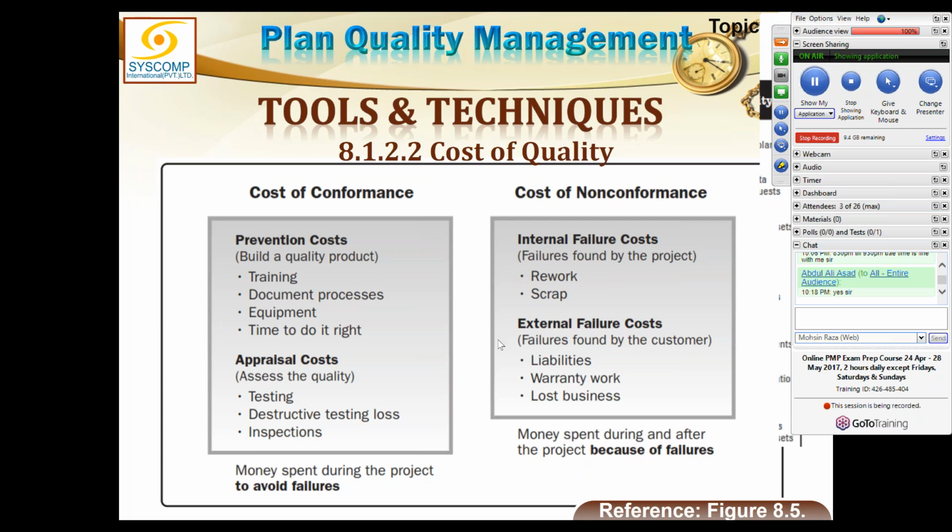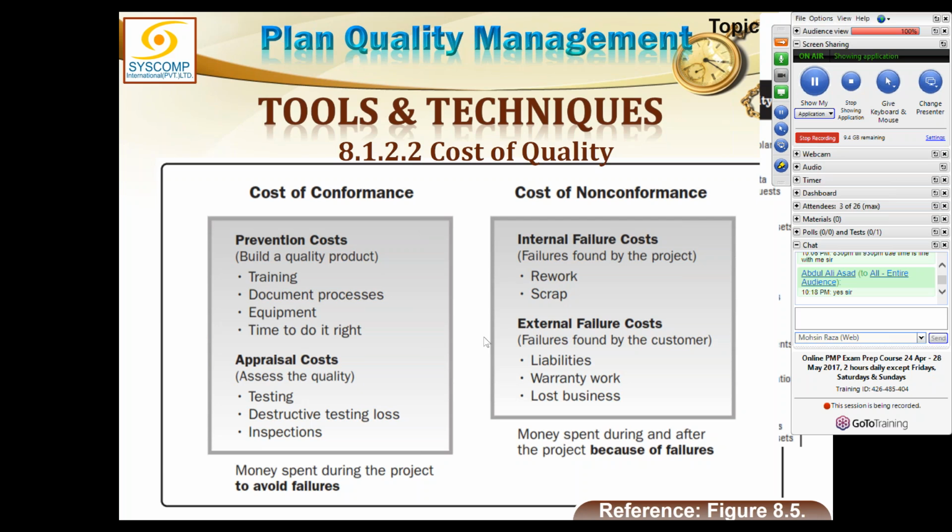External failure cost is that when a wrong item goes into the hand of the customer. So at that stage, what will happen? You may have the liabilities, you may have to cover the warranty, you may lose the business altogether. Customer may be so angry.